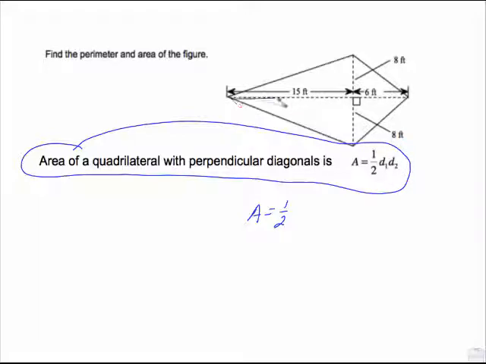So I'm going to call this one D1. How long is that diagonal? Well, they've told me it's 15 feet to here, and then 6 more feet to the end. 15 plus 6 is 21. Now the red diagonal is this one here, which is 8 feet for the top part, 8 feet for the bottom part, which makes 16. And then I can multiply that out with the calculator and get 168 square feet.